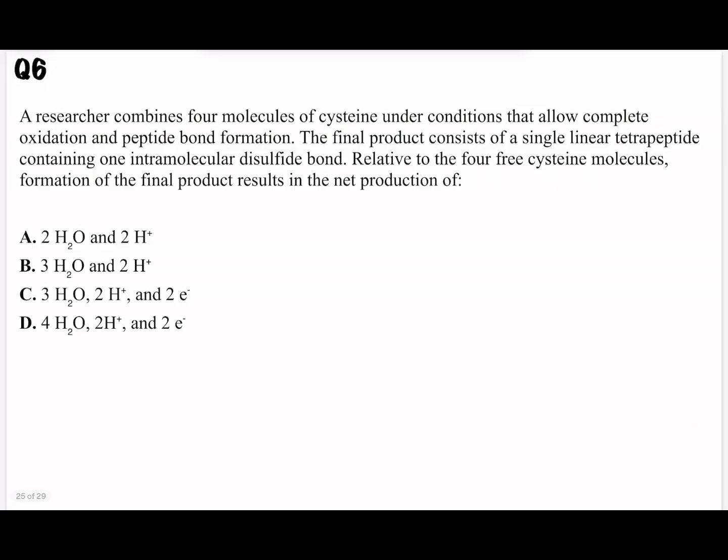All right, moving on to question 6. A researcher combines 4 molecules of cysteine under conditions that allow complete oxidation and peptide bond formation. All right, so let's stop there. We're combining 4 molecules of cysteine and allowing for oxidation and peptide bond formation. So let's just draw out what that might look like, at least in terms of peptide bonds. Moving on, the final product consists of a single linear tripeptide, which is what we've drawn out, containing 1 intramolecular disulfide bond.